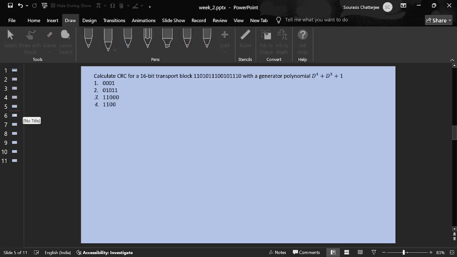So in standards language, let's say, in a hypothetical situation, you have a 16-bit transport block, even if it doesn't exist because the minimum size is 24, but just for hands-on math we are considering a 16-bit transport block and a generator polynomial written in this way. So what exactly does it signify, d to the power 4 plus d cube plus 1? What is that?